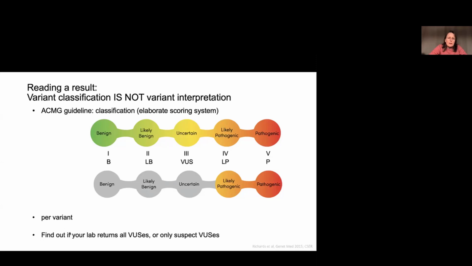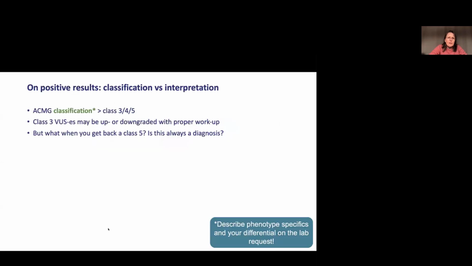One of the things that are important to find out is whether your lab returns all variants of unknown significance, the VUSs, or only the suspect VUSs, because that makes analyzing the results different. So when there's a positive result, there's an important distinction to be made between classification, which is what the lab specialist does and what's in the lab report, versus interpretation. The classification is the ACMG classification that I just told you about. Class 3 VUSs, for instance, may be upgraded or downgraded with proper workup.